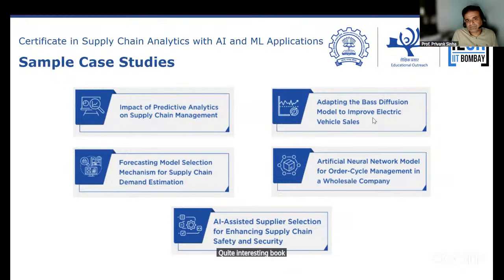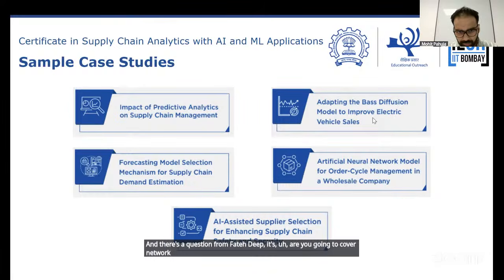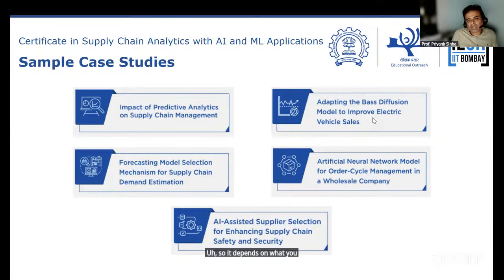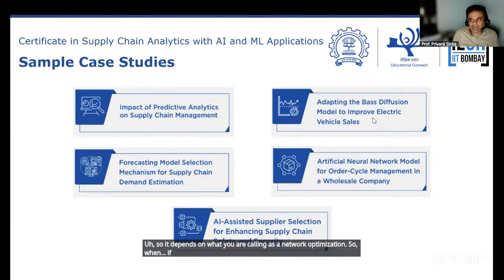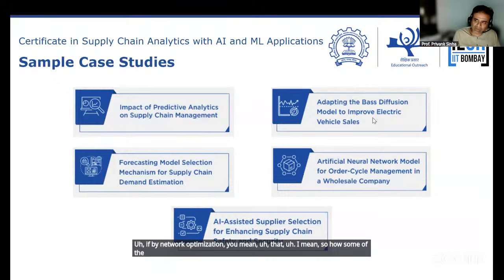I think there's a question from Fatehdeep. Are you going to cover network optimization and how will AI help in this? So it depends on what you are calling network optimization. If by network optimization you mean the design of the network, yes. If by network optimization you mean how some of the commodities will flow across the network, yes.